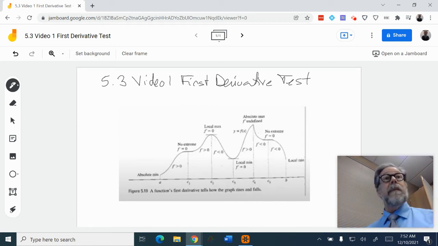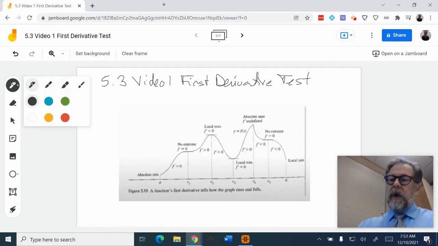Today we're going to be talking about the first derivative test for local extrema. If you're following along using the same book, this is section 5.3. Let's dive right in. So in the last section, what we saw was critical points.